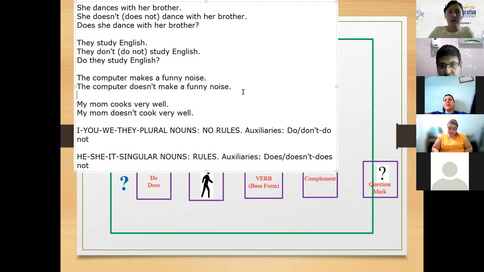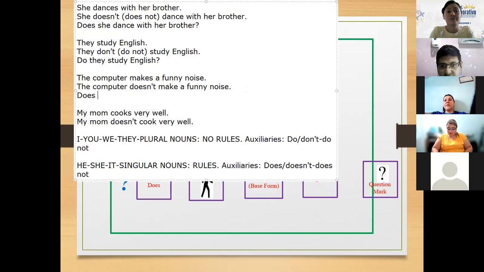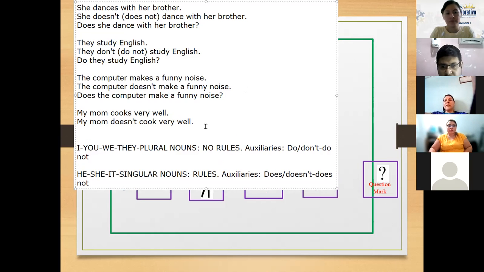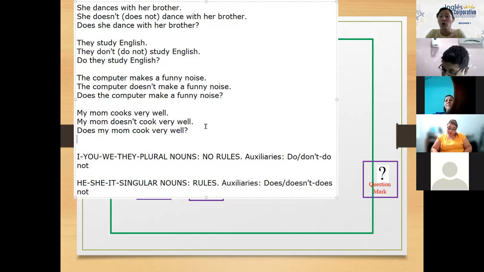Okay. What about the computer makes a funny noise? Does the computer make a funny noise? Very good. Excellent. Okay. My mom cooks very well. That's my mother. That's my mom. Cool. Very well. Excellent. Question. Okay. There you go. Now, those are the steps that you need to follow, right?